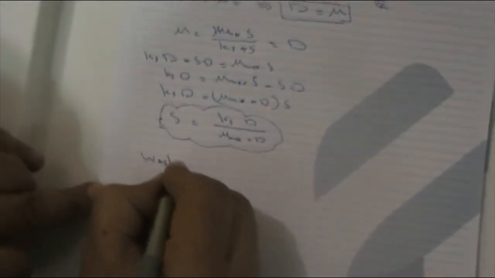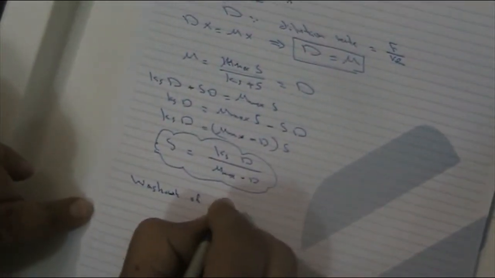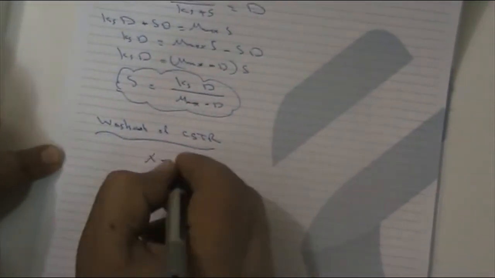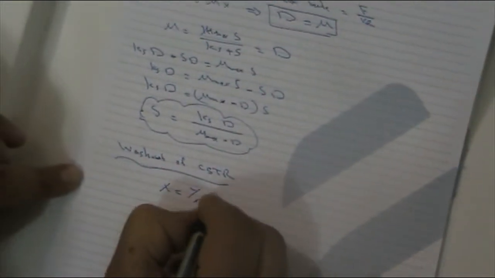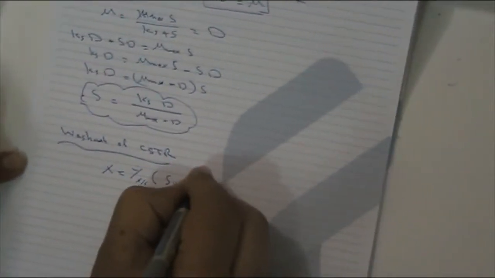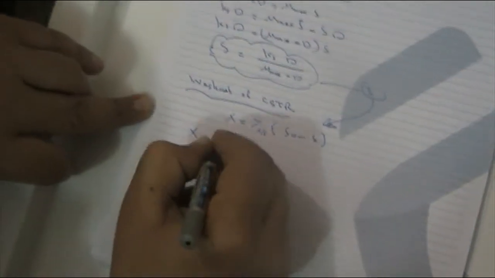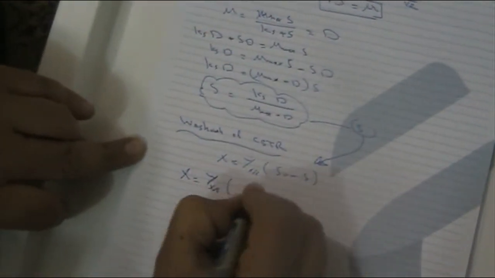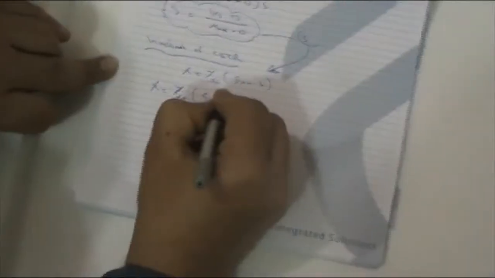Now we want to know what we call washout of the CSTR. We know that X equals Yx over s multiplied by S naught minus S, and this is equation 3. We can put equation 3 into this equation. So X will be yield x over s multiplied by S naught minus Ks D over mu max minus D.